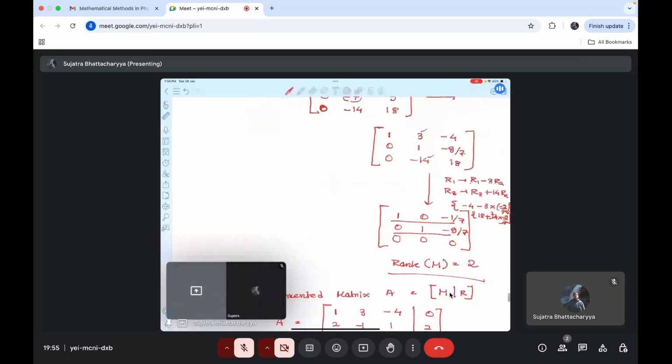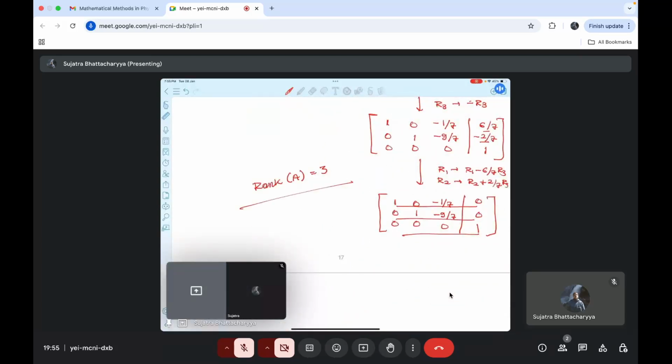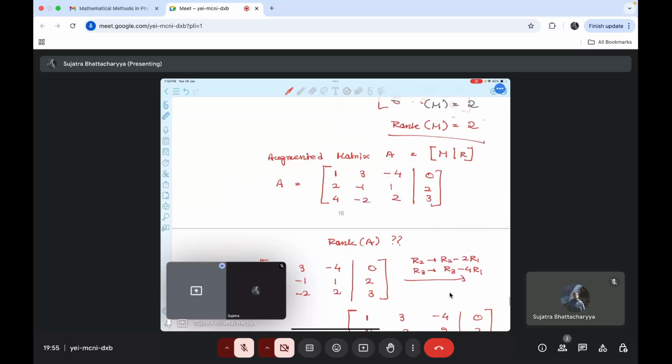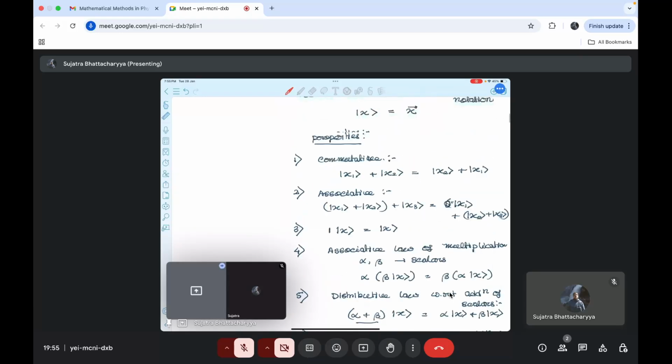So this is how the row reduction has to be performed. It's a lengthy process, but it essentially gives you the rank of a matrix. Okay, so with this, I think we should finish today. So I will give a quick recap of what I have done today.